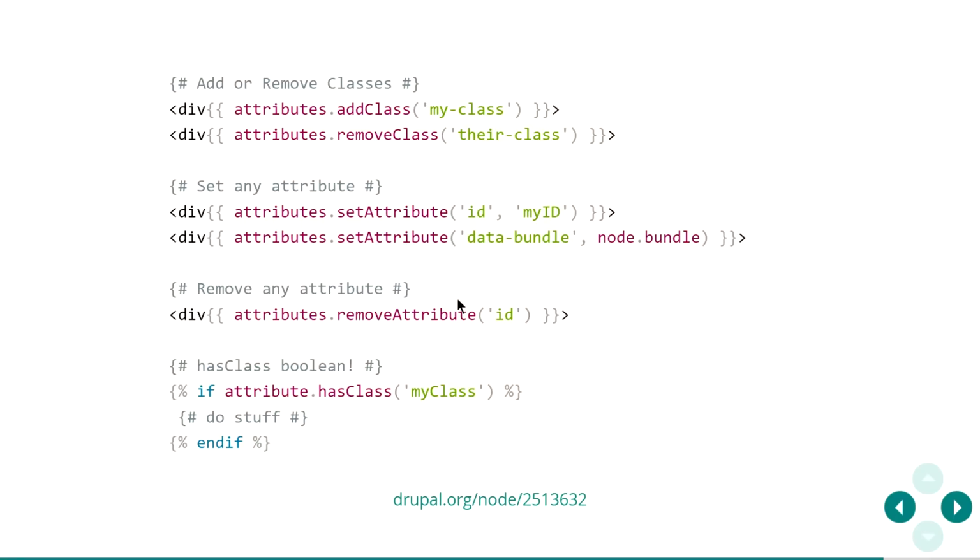You can remove any attributes. So if there's something that was added upstream that is making your life miserable, like someone is evil and started styling an ID because they hate you, you can remove the ID and then do whatever you want. You can also do logic based on things like, does this element have a certain class? There's a hasClass, which could be very useful to make decisions in your Twig template.